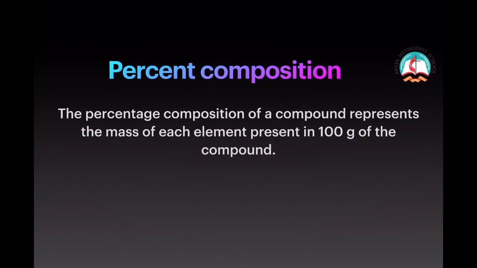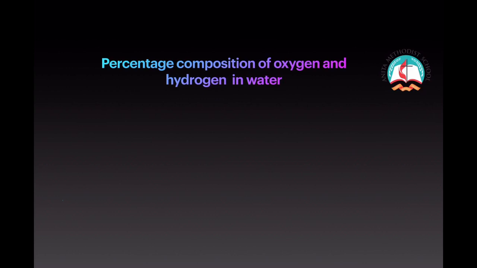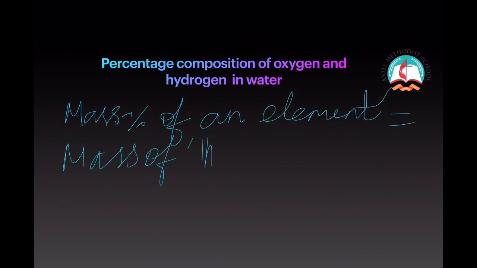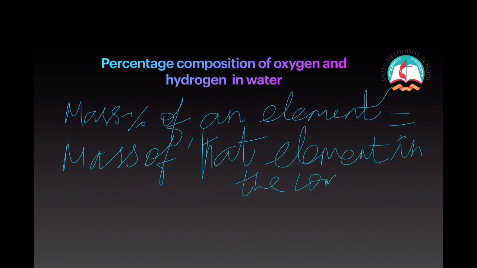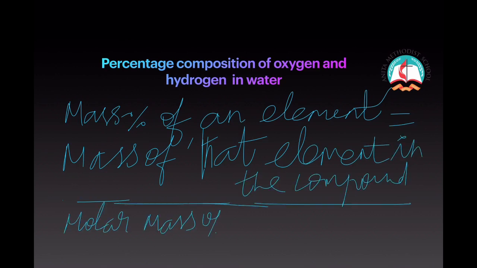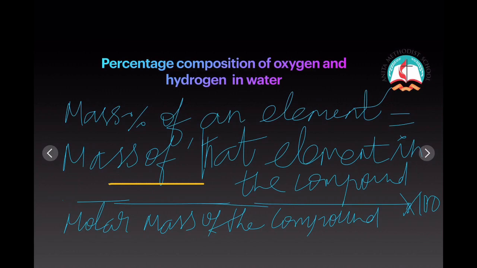Let's calculate percentage composition of hydrogen and oxygen which is present in water. The formula to find percentage composition is mass of the element in the compound divided by molar mass of the compound into 100.